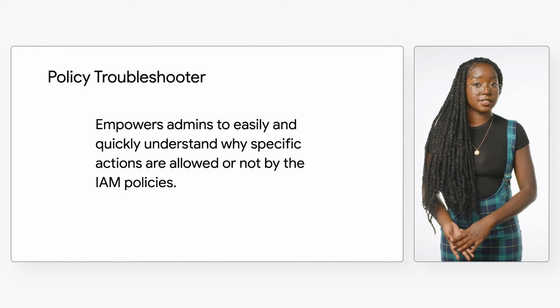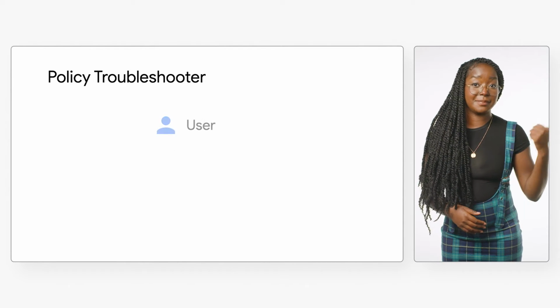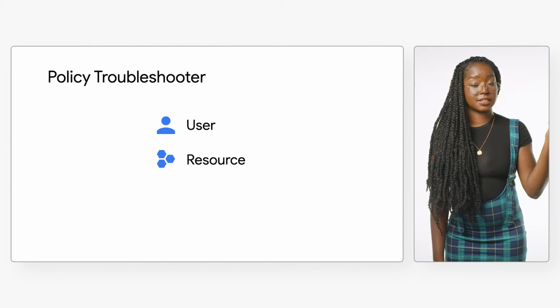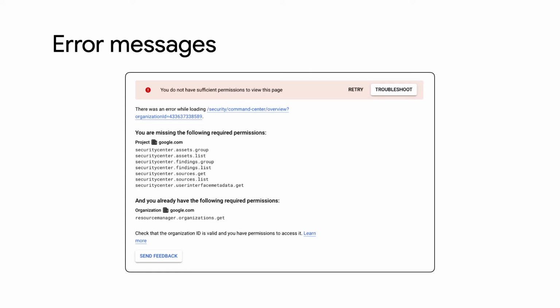In order to use Policy Troubleshooter, you need to provide just 3 pieces of information: the email address of a specific user or service account, the resource in question, and the permission. You can find this information in both logs and in permission-denied error messages provided directly when users experience access issues.